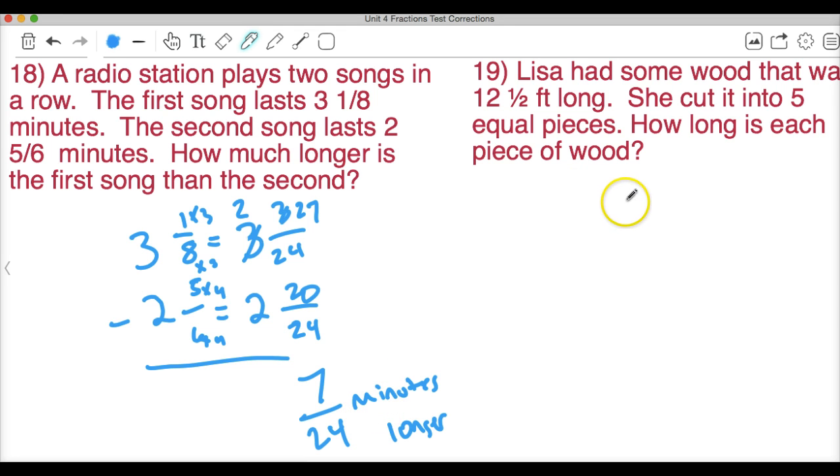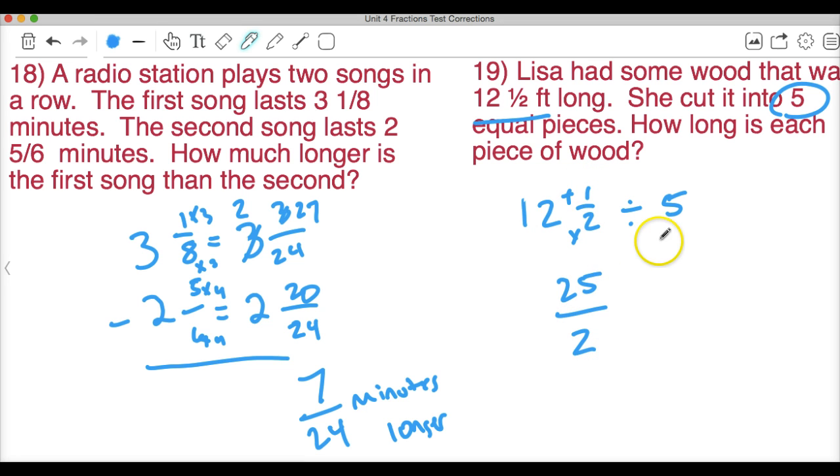Number 19, Lisa had some wood that was 12 1/2 feet long. She cut it into 5 equal pieces. How long is each piece of wood? So for this type of problem, we know that our whole is 12 1/2 feet long, and she wants to make 5 equal groups. So I know it's going to be a division problem. So it's going to be 12 1/2 divided by 5. I'm going to go ahead and make my first fraction into an improper fraction. So 12 times 2 is 24 plus 1 is 25.